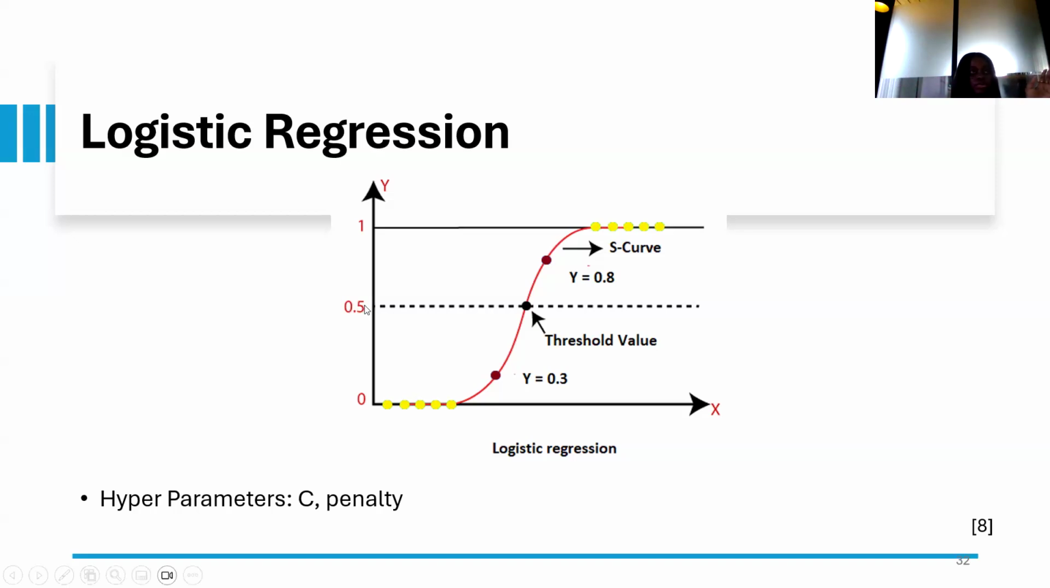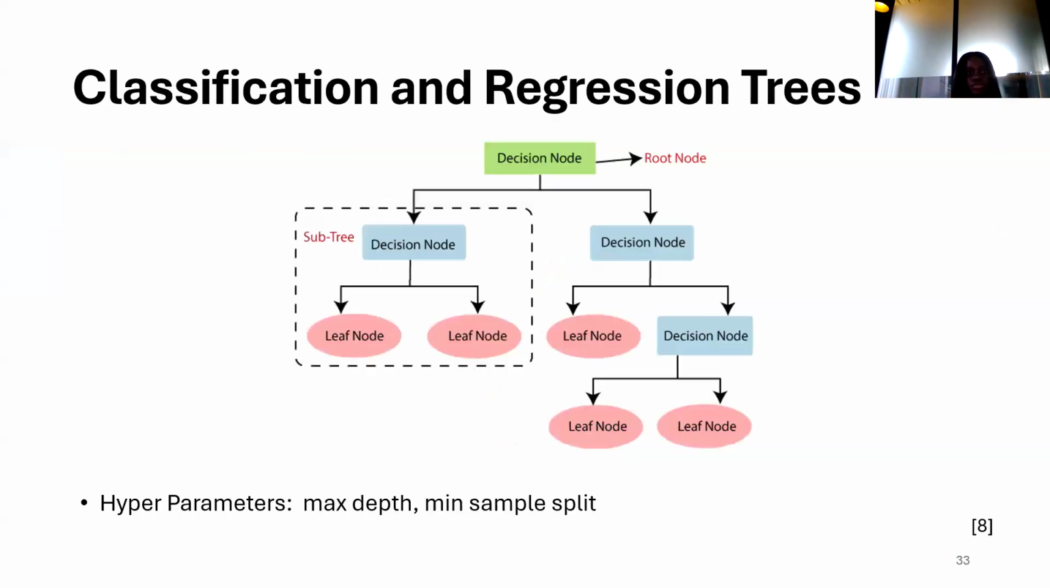So everything above 0.5 is a responder. Everything below is a non-responder, but you could change this threshold value and tune it so that it can separate the data in different ways. So that's another hyperparameter that you could use.